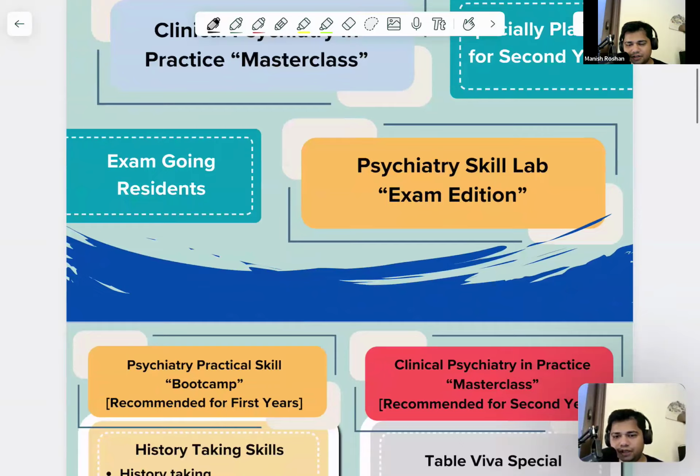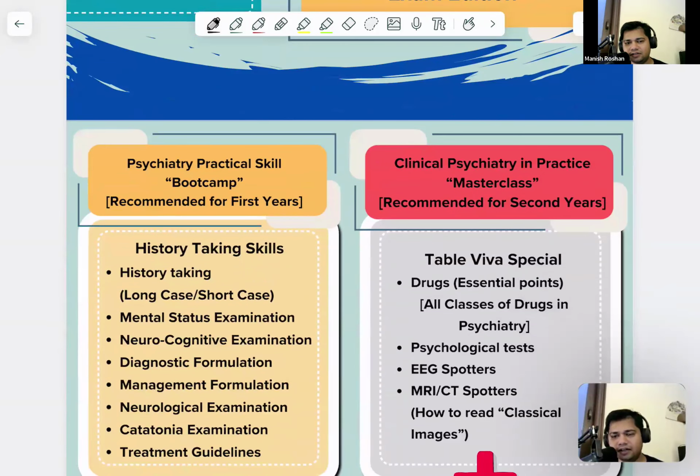Looking into the various subsections of these courses and the details. Firstly, we'll be looking at the topics that we are going to cover in the boot camp part. It includes history taking skills: history taking, long case, short case. We'll be covering mental status examination, how to do it, various definitions in it, and neurocognitive examination, what the parts are and how to do it correctly from Strub and Black, and the definitions of the various headings included in neurocognitive function. We'll be looking at how to write the diagnostic formulation and how to write the management formulation.